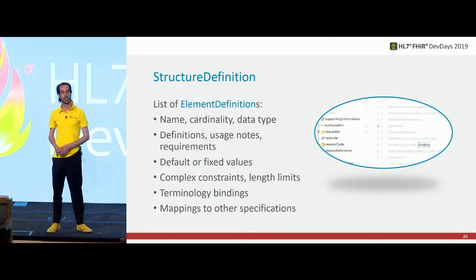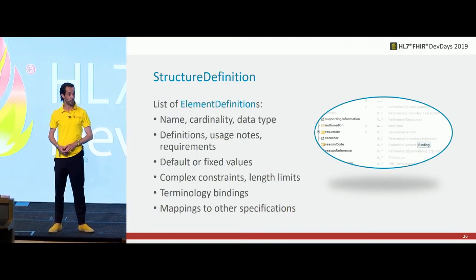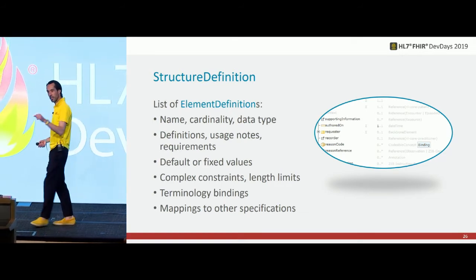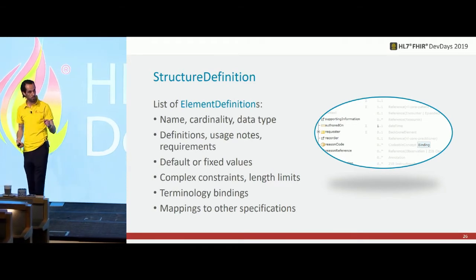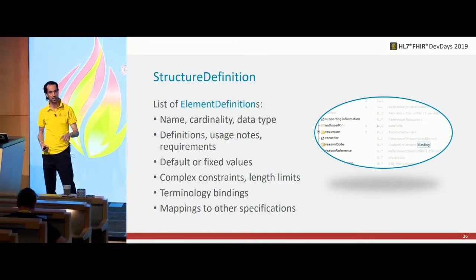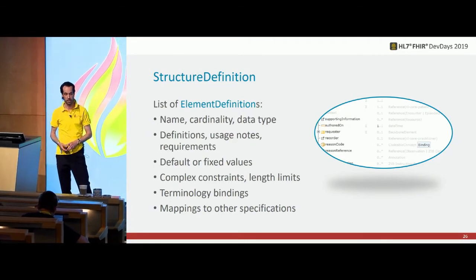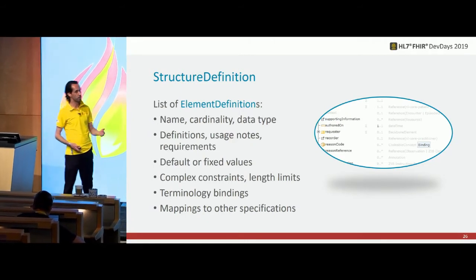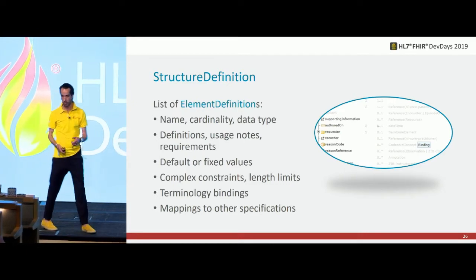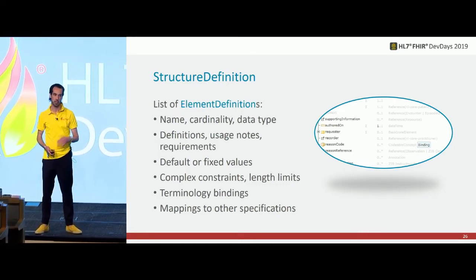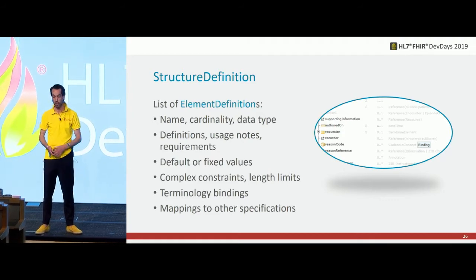And then in addition to this metadata, it has a list of element definitions describing all the elements of, for example, a resource. So that will say this is patient.name, and that's patient.address, and that's patient.communication, etc. And all these elements will be described by means of an element definition. And the element definition gives you the name of the element, the cardinality, is it repeating, the data type, like a string or a codable concept or an address.